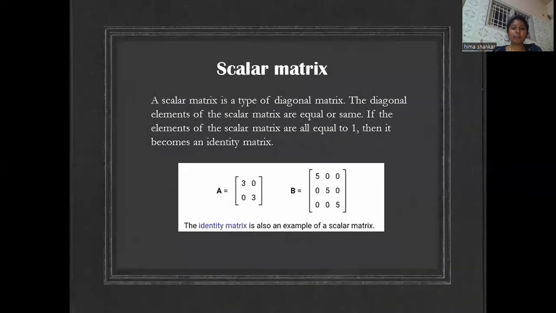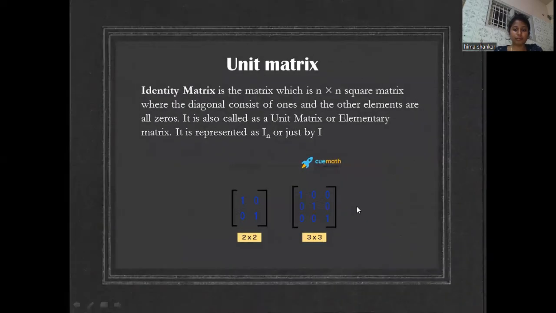Scalar matrix is a type of diagonal matrix. The diagonal elements in this are the same, that is 5, 5, 5, or 3, 3, 3, or any other number, maybe 4, 4, 4. Unit matrix. The identity matrix is the n by n square matrix where the diagonal consists of ones and all the other elements are zero. It is called a unit matrix. It is also a scalar matrix where the diagonal elements are only one, and can also be called a unit matrix.